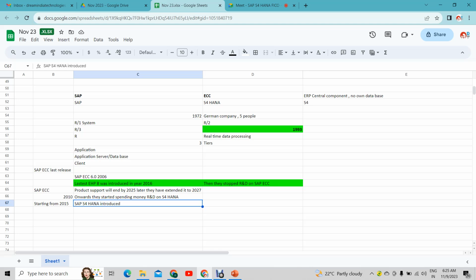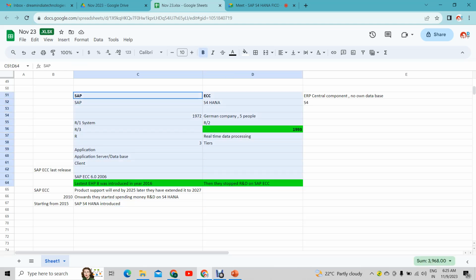Now, before we discuss S4 HANA, let's talk about what happened to SAP ECC. Anyway, it's a successful product. Many organizations are using it. Why has SAP taken this decision? They want to go with the upgraded version, S4 HANA. Why have they stopped it? Anybody knows? Already Prema told something in the beginning, but you have to correlate it.